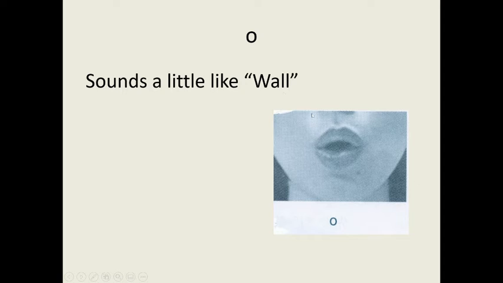The O sound, when it's alone, is just O, but it's almost never alone. When it's combined with things, it's going to sound like wo, like when we say the word I, wo.